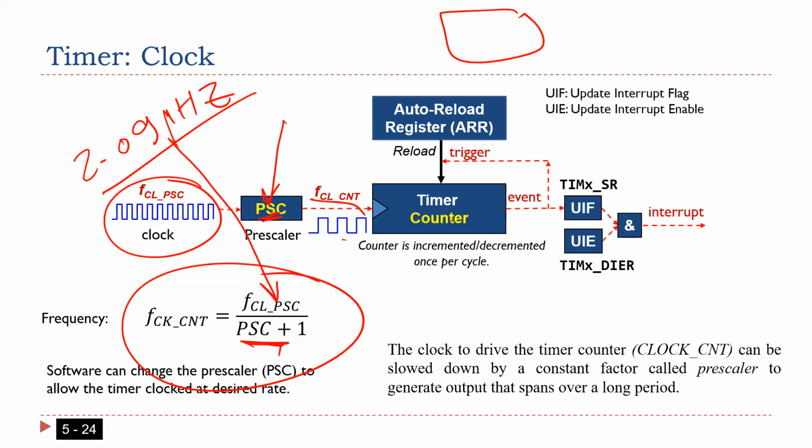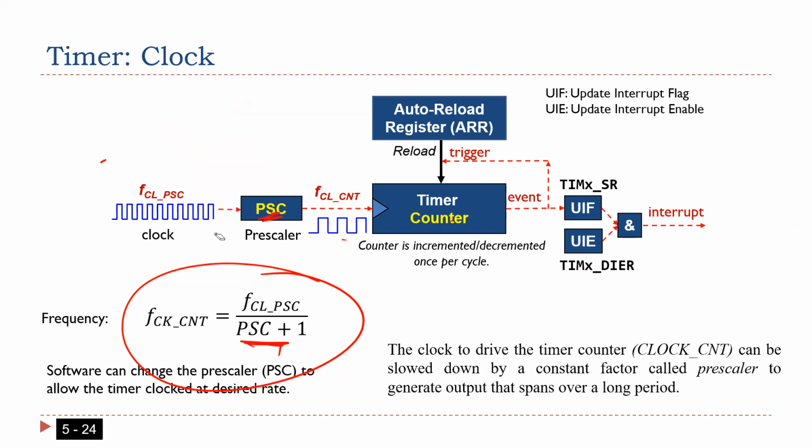So the answer, or what I want to say, is that you can control the clock of the timer by programming the prescaler. By selecting a certain value for the prescaler, I can change the clock of the timer.